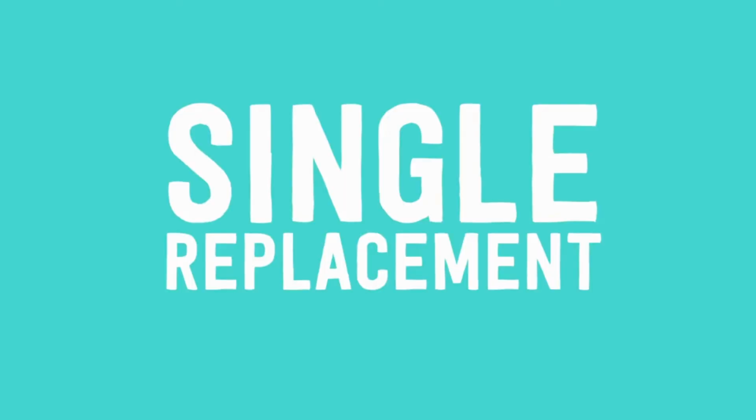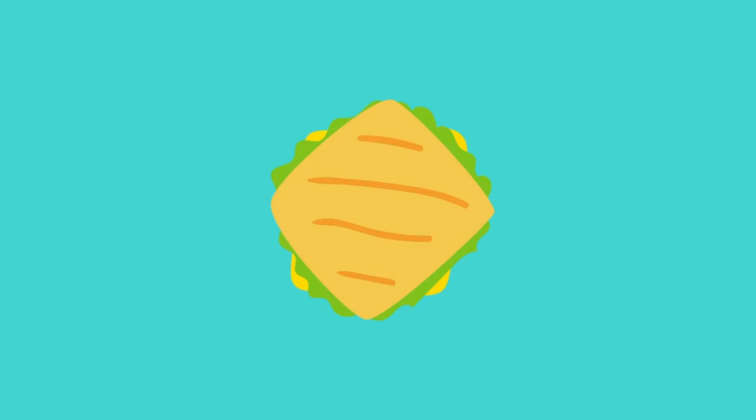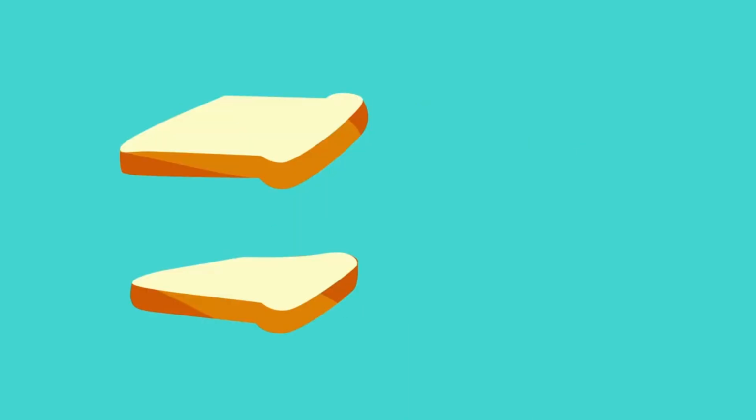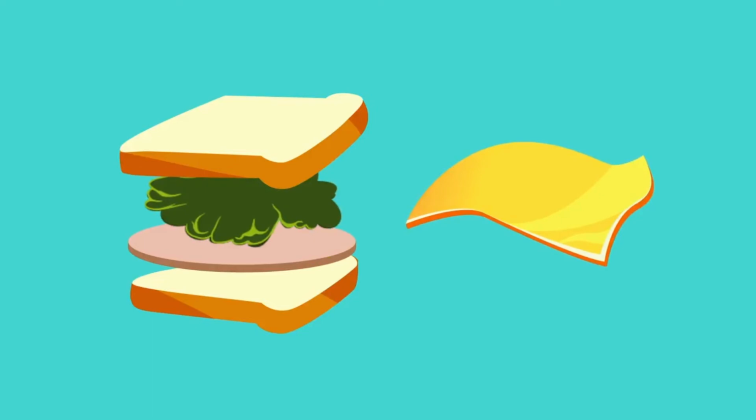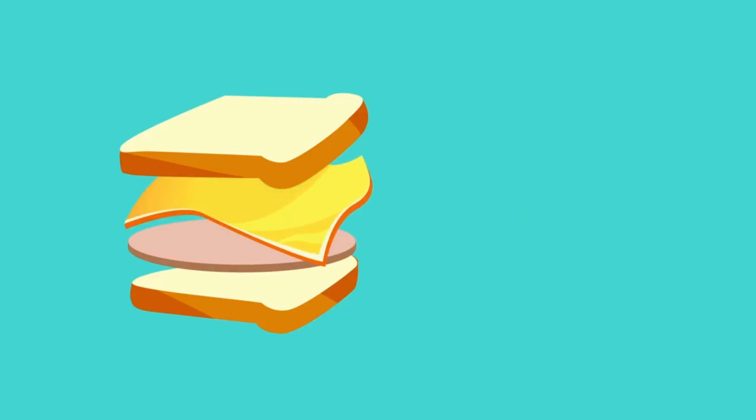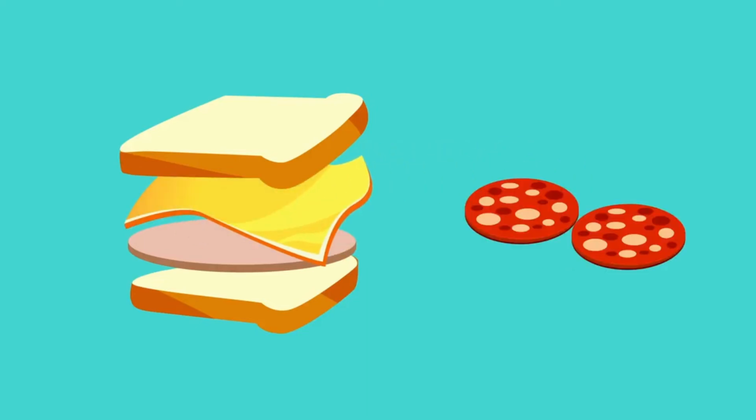The second to last reaction is known as single replacement, and we're back to the sandwiches for this one. Let's say you have a sandwich with some turkey and cheese on, but then you see some lettuce. You like lettuce better, and you're also a little bit ungrateful, so you decide to switch out your cheese with the lettuce.